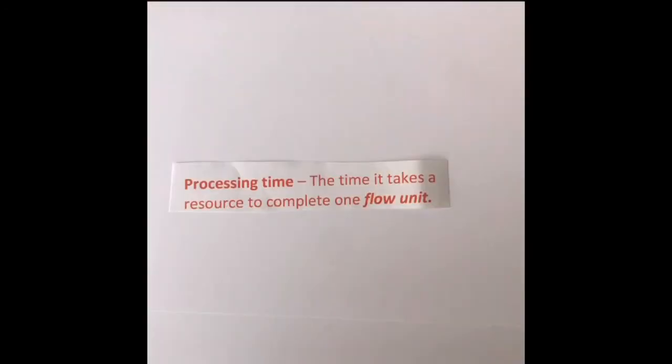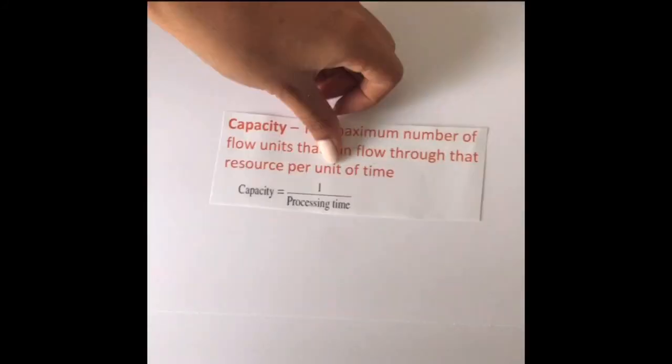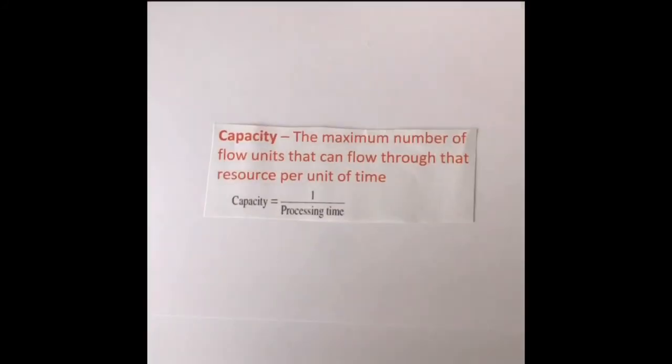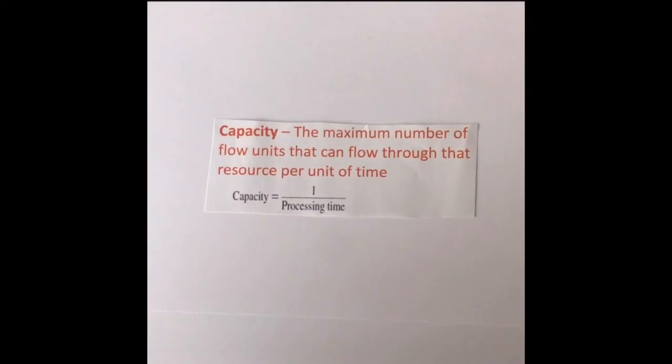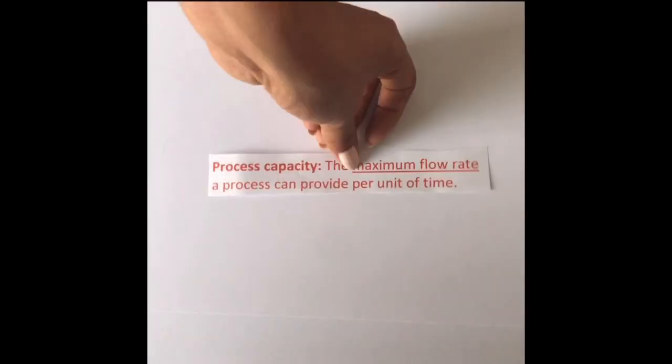Processing time is the time it takes for resources to complete one flow unit. Capacity is the maximum number of flow units that can flow through a resource per unit of time. It's 1 over processing time. Process capacity is the maximum flow rate a process can provide per unit of time.